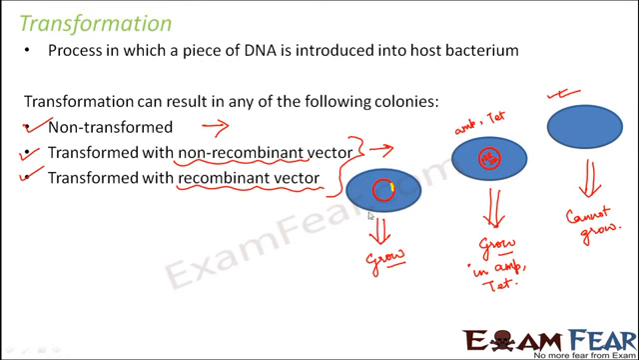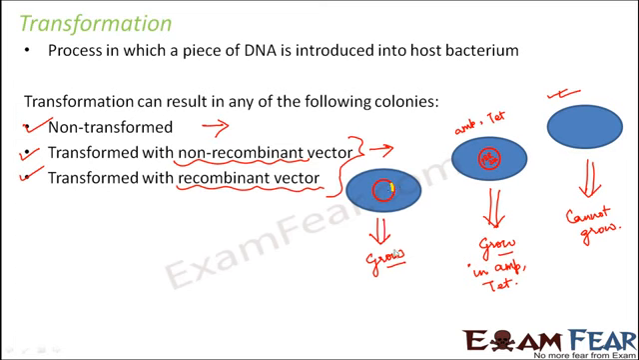Now let us come to the third one, which has been transformed with recombinant vector. So what happens in this case? In this case, this will also be able to grow because this also has the vector which has resistance against ampicillin and tetracycline. But there is a small change here. In this case, we see that some portion of the vector DNA was cut and it was replaced with the foreign DNA, right? And that is how the recombinant DNA was formed. Now, when some portion got replaced, that particular site which was resistant to one of the antibiotics got replaced with this foreign DNA.